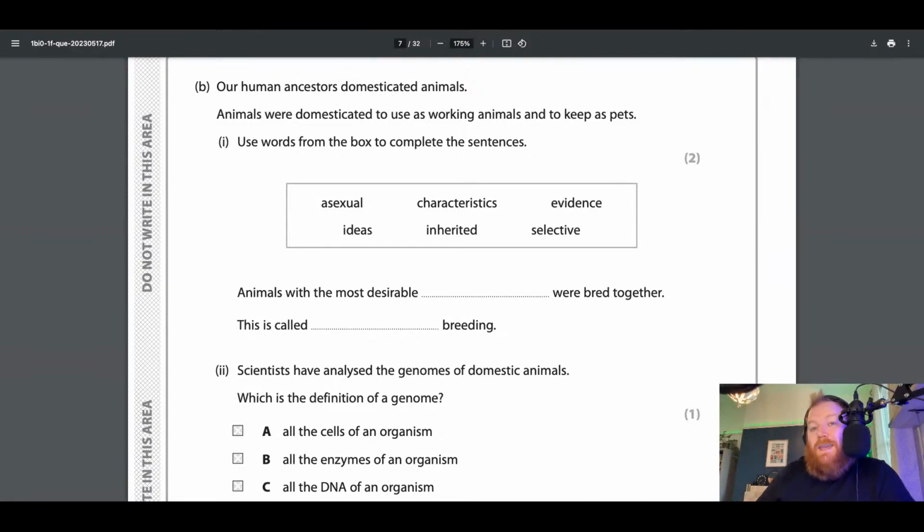And that is one of the key things that a lot of students forget: when it comes to selective breeding, it's not a one off. It's something that you would do over multiple generations so that you are able to gain the most desired animal. So this is why, for example, we have such a range of species.